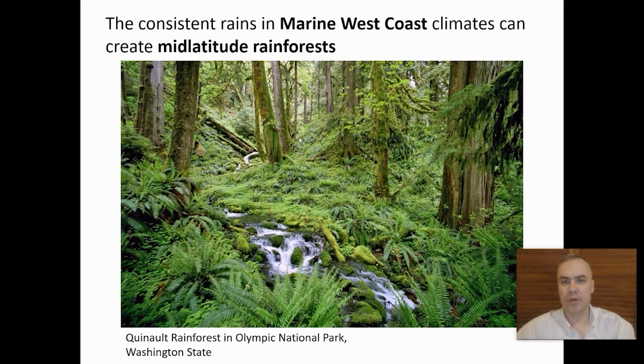The onshore rains of marine west coast climates also create rainforests, not tropical rainforests, but mid-latitude rainforests. These are found along the coast of marine west coast climates. For example, in Olympic National Park in this picture, up in Washington State, and also in New Zealand, for example, where they filmed Lord of the Rings in a rainforest like this.